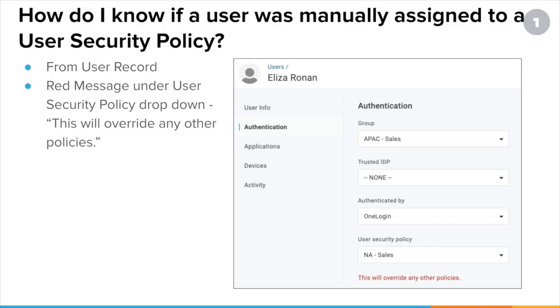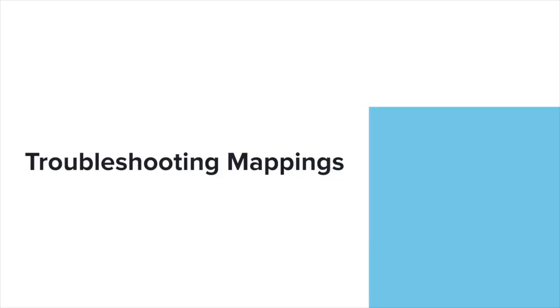Thus, I can't change their policy manually by changing the group if a mapping is applied to them. However, if I do need to manually change the policy applied to a user, I can choose a new policy for them underneath that user security policy menu. I know that that has happened because I will see the lovely red message that says this will override any other policies.